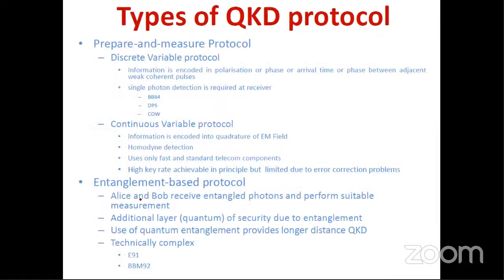Okay. So there are different kinds of QKD. First is called prepare and measure. In prepare and measure, the qubit or photon is prepared in some state, and then it is sent to Bob. The other is called entanglement based. First, we will cover prepare and measure, and in that case we will see the BB84 protocol in detail and in a demonstration, and then we will see the entanglement based protocol.